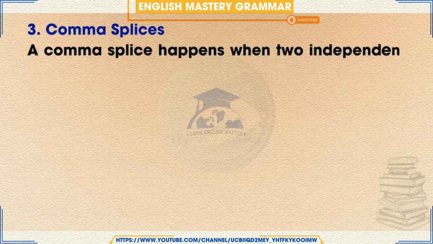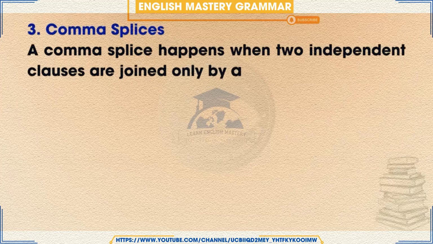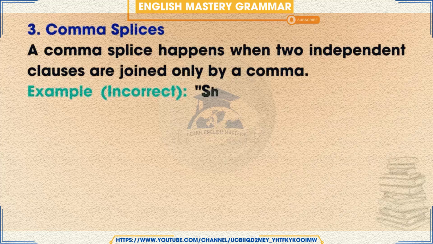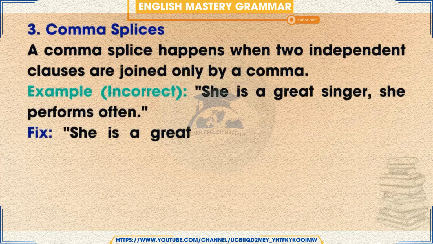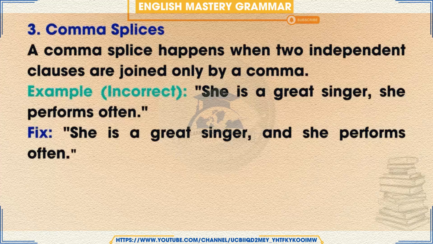3. Comma splices. A comma splice happens when two independent clauses are joined only by a comma. Example: incorrect. She is a great singer. She performs often. Fix: she is a great singer, and she performs often.